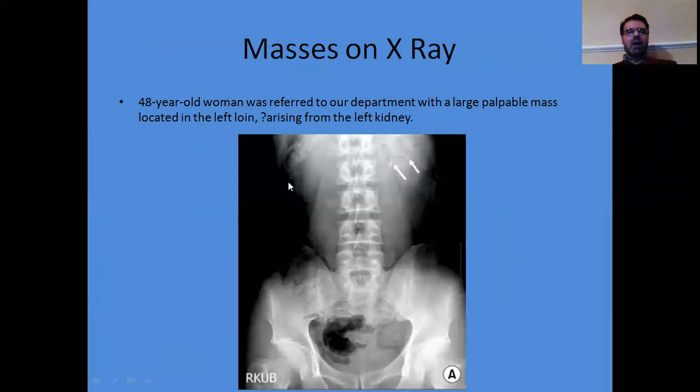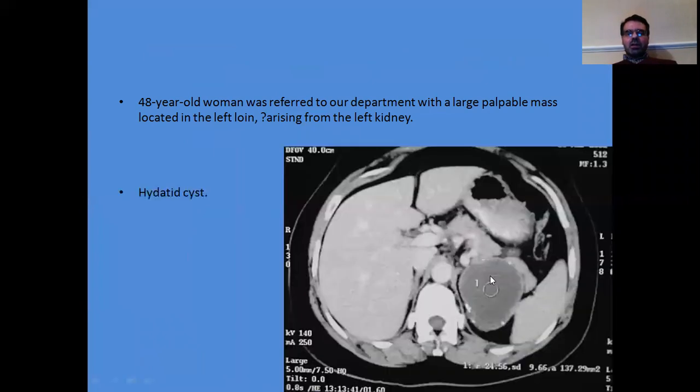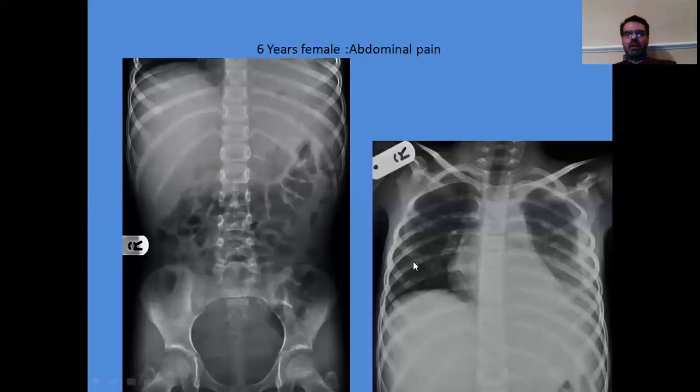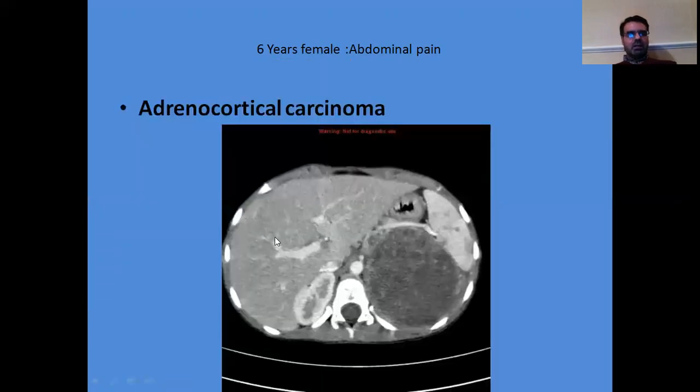This is a calcific mass above the left kidney, which turned out to be a hydatid cyst on CT scan. This is a 6-year-old female patient with abdominal pain, left pleural effusion, and a questionable opacity in the left upper quadrant. Unfortunately, this turned out to be adrenocortical carcinoma on CT scan.